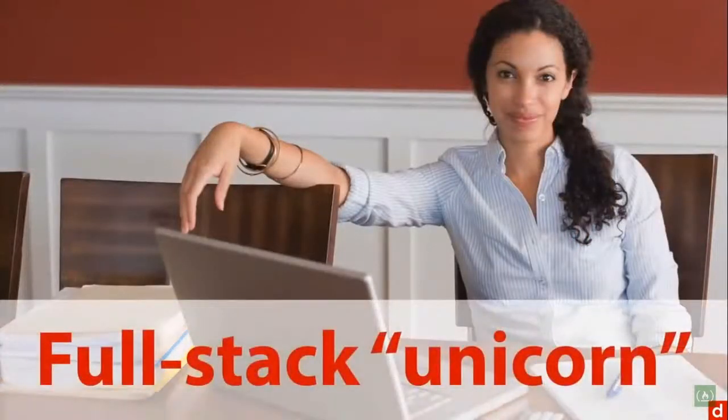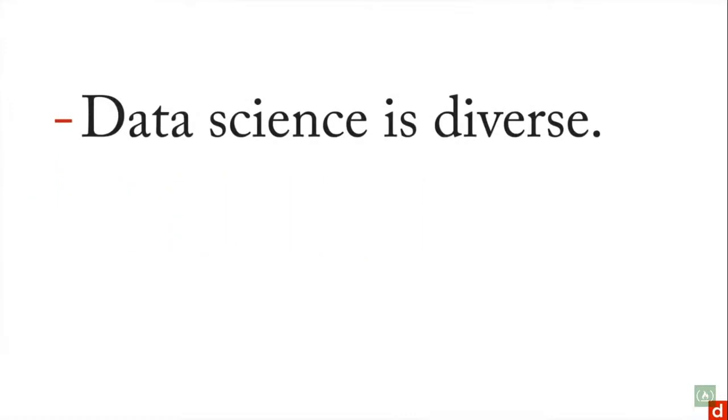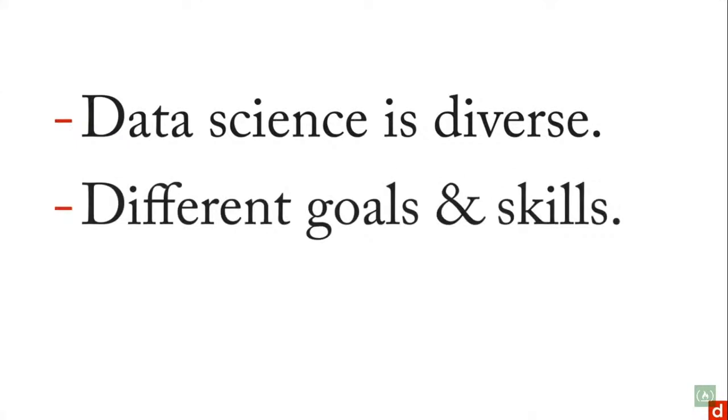Then we have in data science something known as the full stack unicorn. And this is a person who can do everything at an expert level. And they're called a unicorn because truthfully, they may not actually exist. I'll have more to say about that later. But for right now, we can sum up what we got out of this video by three things. Number one, data science is diverse. There's a lot of different people who go into it, and they have different goals for their work, and they bring in different skills and different experiences and different approaches.